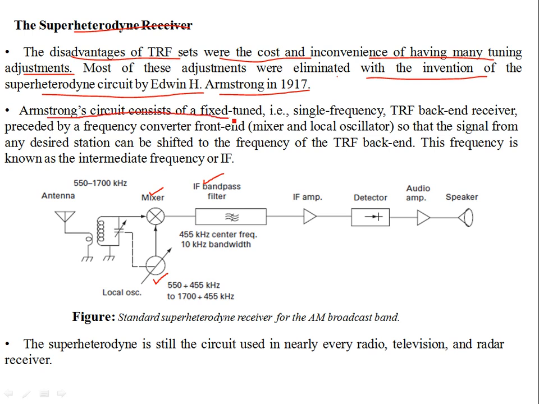So the Armstrong circuit consists of a fixed tuned, meaning single frequency, TRF back-end receiver preceded by a frequency converter. So at the front end, after the tuner, you have a mixer stage with a local oscillator. So you have a mixer and local oscillator so that the signal from the desired station can be shifted to the frequency of the TRF backend, and this is called the intermediate frequency, or IF.